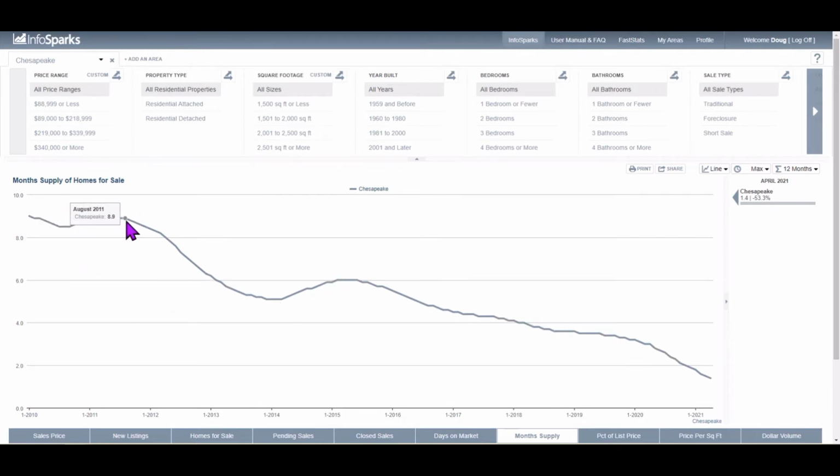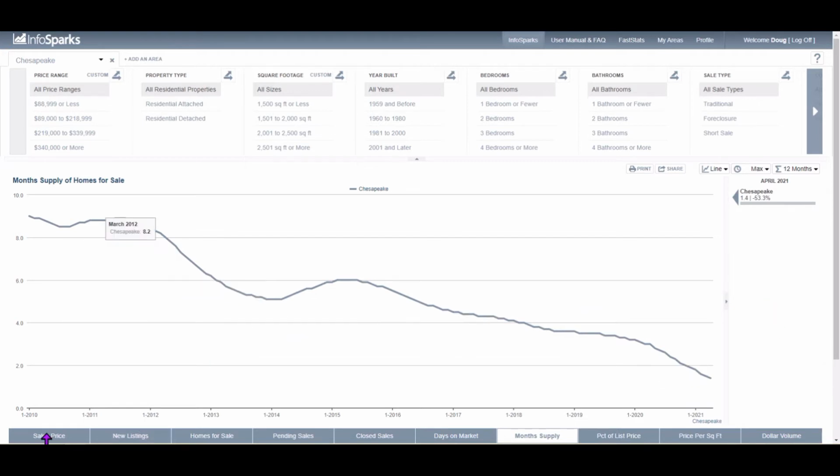There's August of 2011, 10 years ago, right? 8.9 months of inventory, right? 6 months of inventory, and then it starts to trend out, down to 1.4 months of inventory.